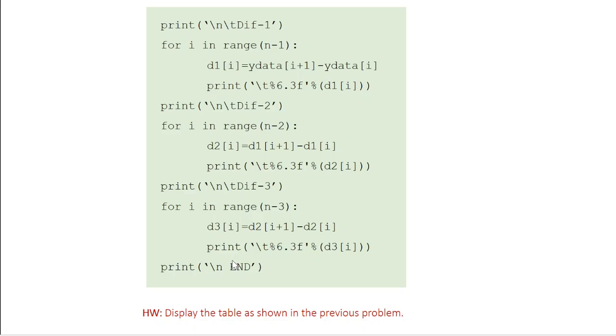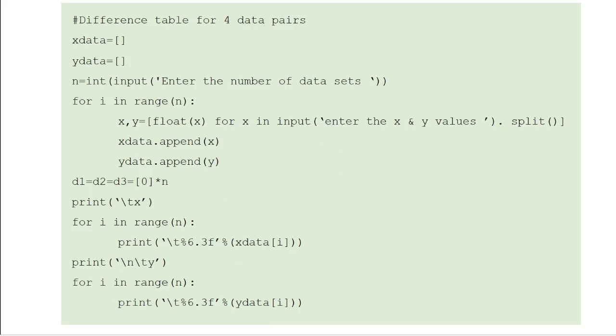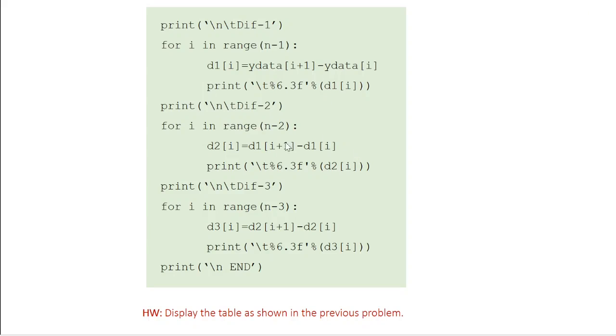As I said in the beginning, this is not a great program. And the scope is very limited. Why? Because of two reasons. This is written specifically for 4 data pairs. For example, if you have 5 data pairs, then you will have to calculate diff4. You will have to add some more code to this existing program. Or if you have only 3 data pairs, you will have to eliminate this particular block. So the scope is limited.